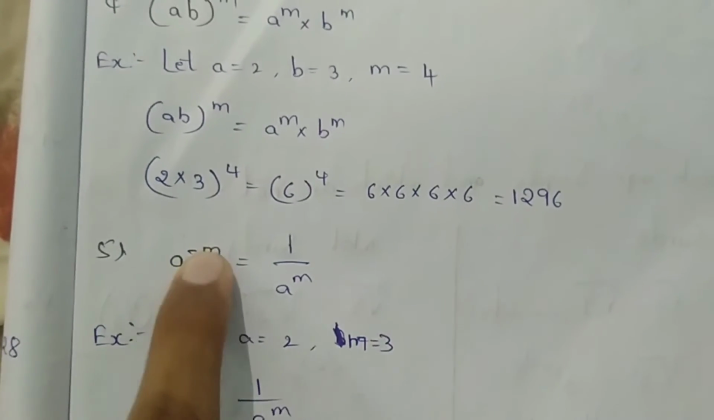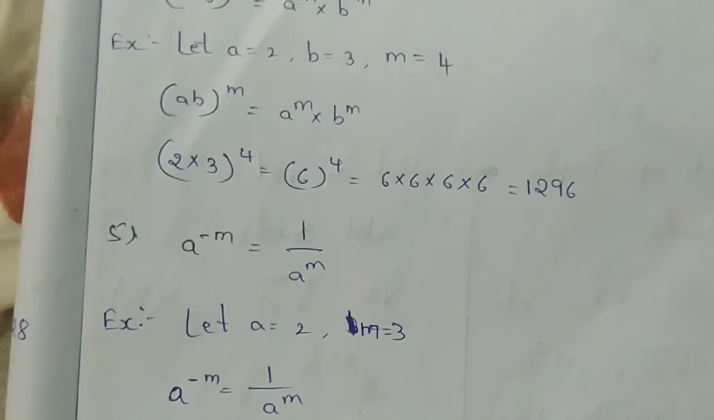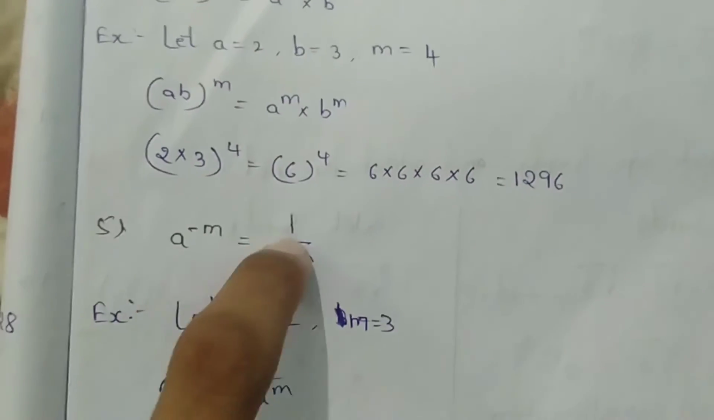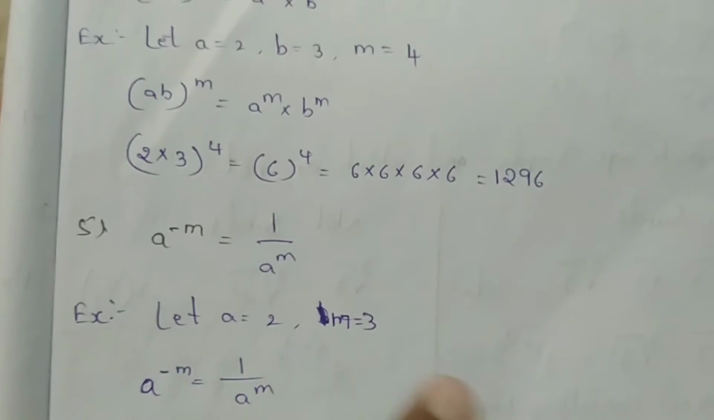Next, a power minus m. See here, if there is a minus, when we convert it into a plus sign, first we have to write 1 by a power m. See here, let us take a equal to 2 and m equal to 3.